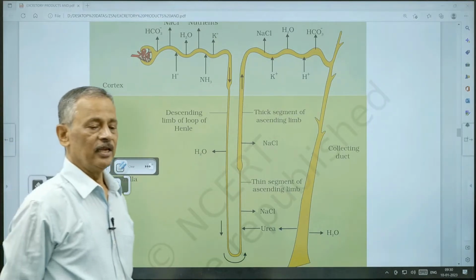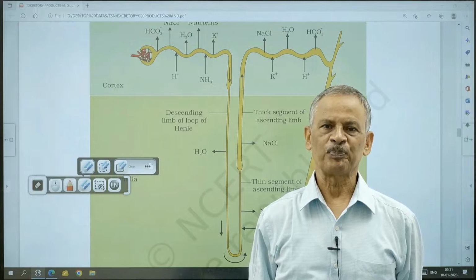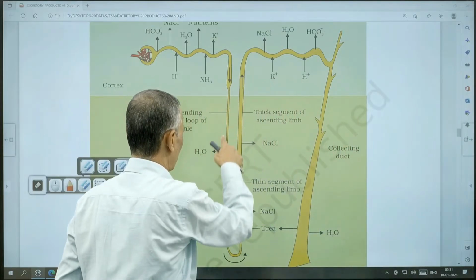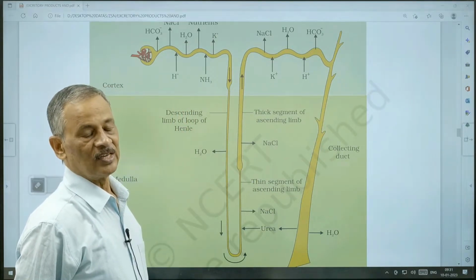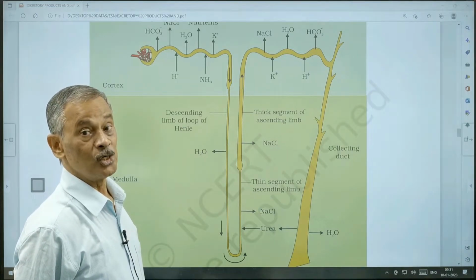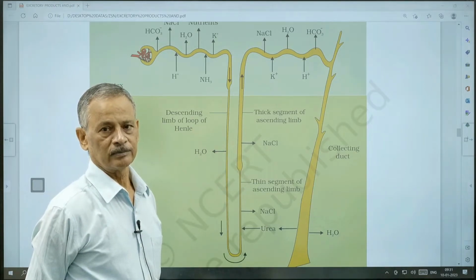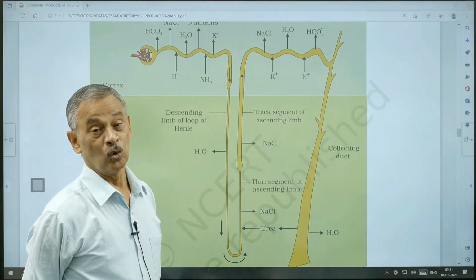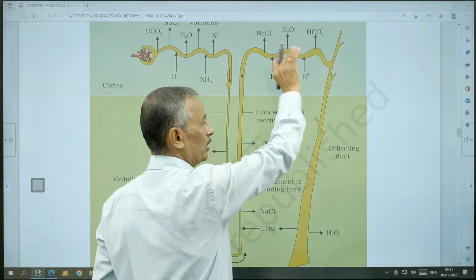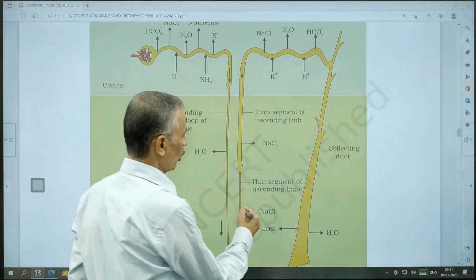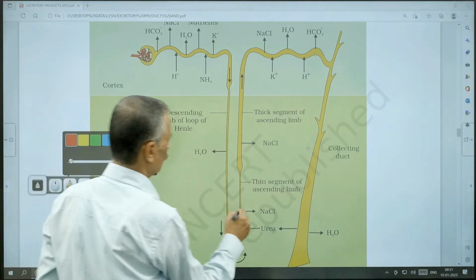Thick limb of Henle is made up of cuboidal epithelium, but they are all very poor in mitochondria and microvilli. Whereas the thin limb is made up of squamous epithelium. And since it is made up of squamous epithelium, it is permeable to water. The descending limb is permeable to water, but not permeable to ions. Whereas the ascending limb, see, it is permeable to the salts. Sodium chloride is escaping through the thin limb, and this transportation of sodium chloride is passive.